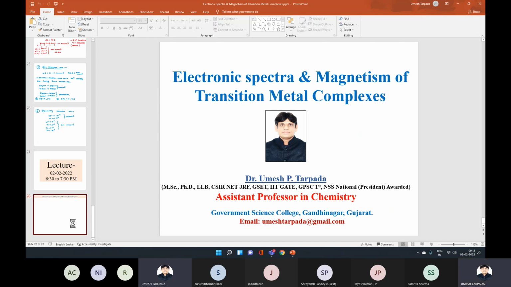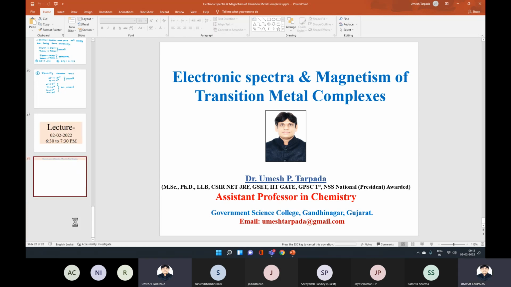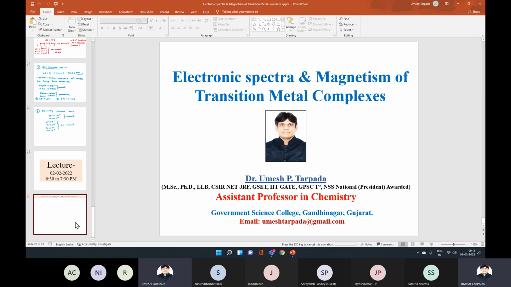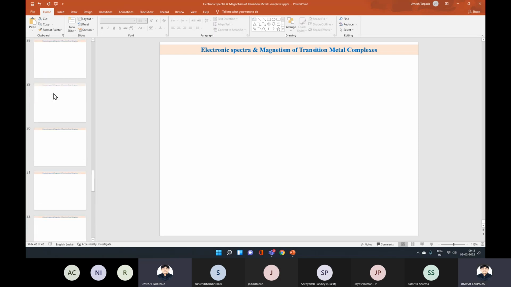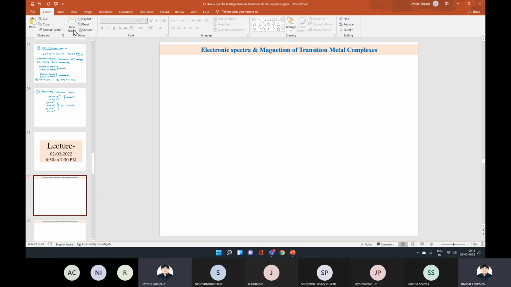So see, an s orbital is singly degenerate. It is spherical in shape. An s orbital is only one in number, so it cannot be split into any orbitals. Even a p orbital is 3 in number. It is triply degenerate, but the p orbital also cannot be split, because it has only one set, and that is T1G. So the p orbital also cannot be split.